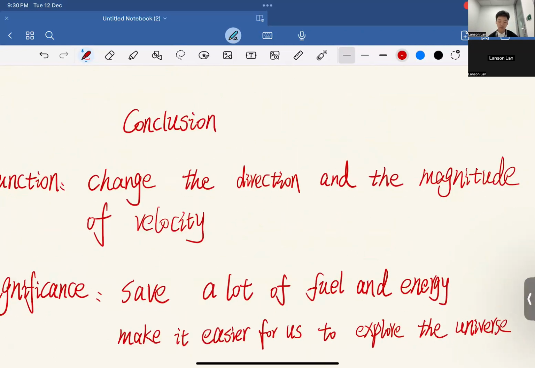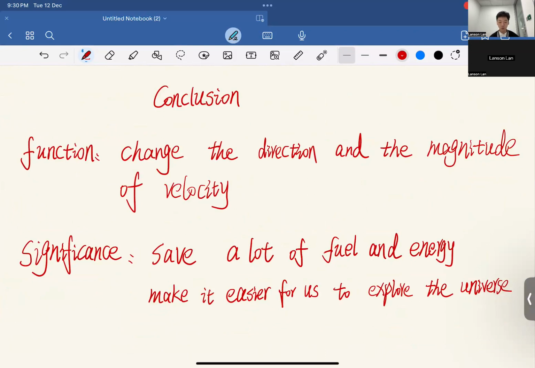At last, let me give you a brief conclusion. Today, we talked about the gravitational slingshot, whose function is to change the directions and magnitudes of velocities. The significance of the topic is that it can save a lot of fuel and energy, and it makes it easier for us to explore the universe, because we can easily give the spacecraft enough speed to fly out of our solar system and see what is happening in the universe. That's all I want to talk about today.